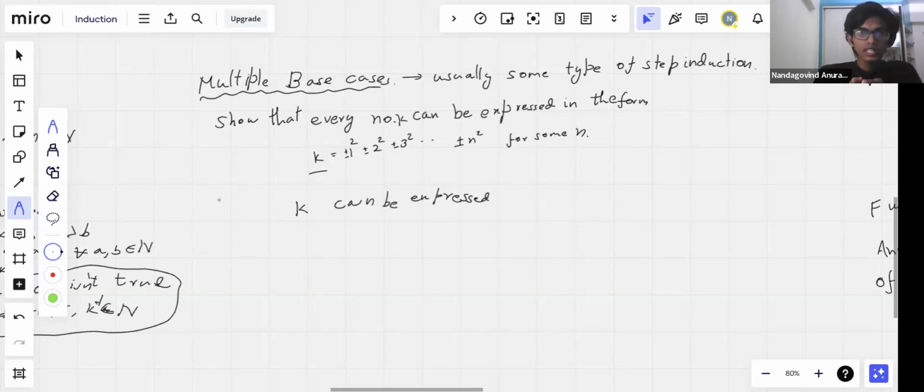So assume that k can be expressed. Can you show k plus 4 can be expressed?